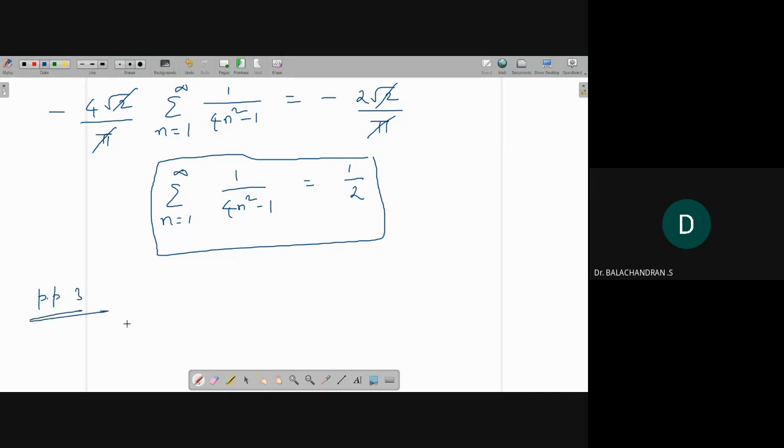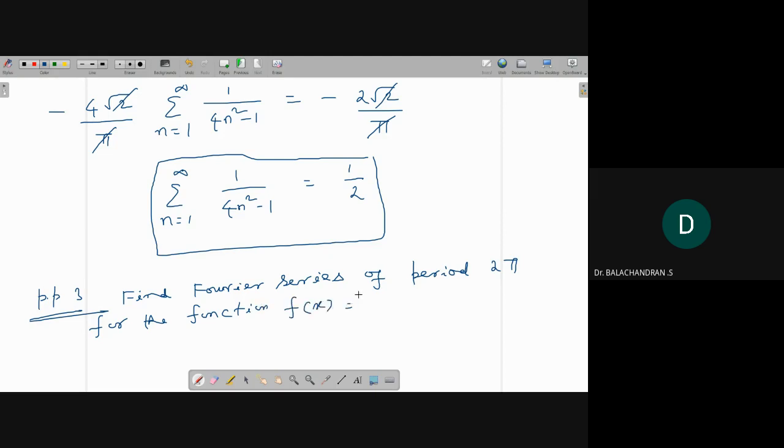Find the Fourier series of period 2 pi for the function f of x is equal to root of 1 minus cos x, same function, but the interval is minus pi to plus pi.